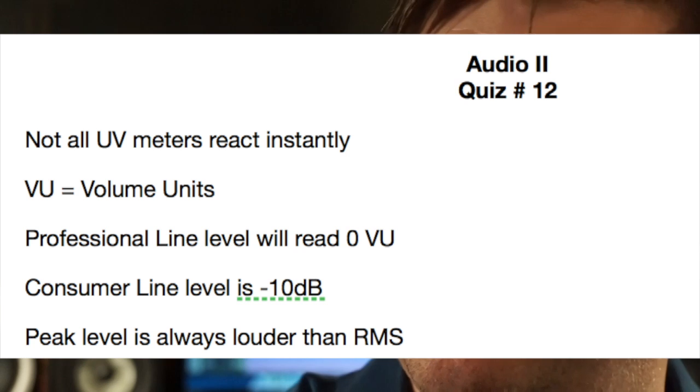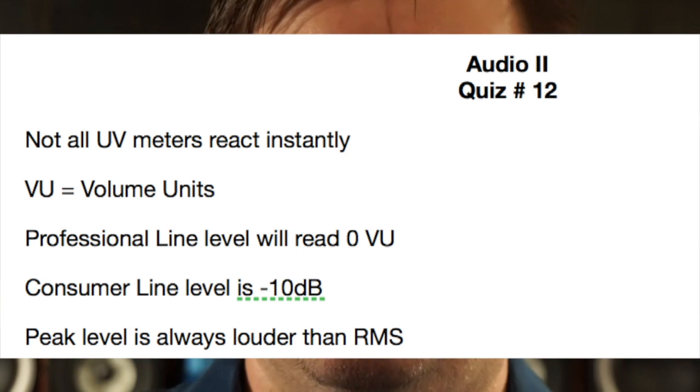Okay, now getting back to what I was talking about, RMS and peak. So if RMS is the average, the peak level is always, always, always going to be louder. So it's one of these things on these true-false questions where I say, if it says always, never, it's usually false. But in this case, it is true. It is true that peak level is always going to be louder than RMS, right? The loudest sound is always going to be louder than the average sound.